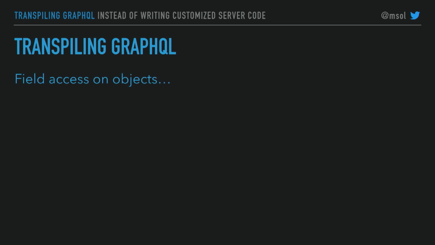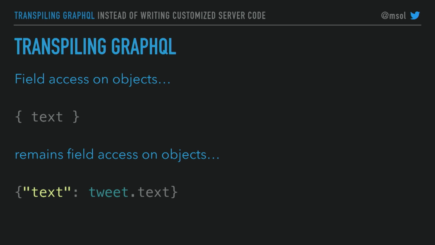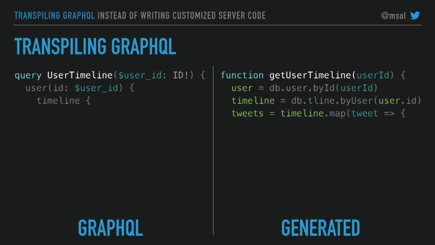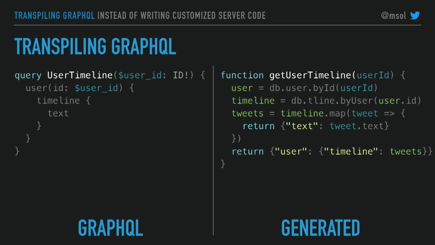Okay, and the last one's pretty easy. So for field access on objects, which looks something like this, we're just looking up the text field on each tweet. That's going to remain field access on objects. So our code is just going to pull out the text field from the tweet object. So now we can add the text field there on the left, and now we can actually see that this is the whole GraphQL query we were trying to transpile in the first place. And in context, it's easy to see that we can just pull out the text field from the tweet so that we can return it. And we're still returning the same overall value from before.